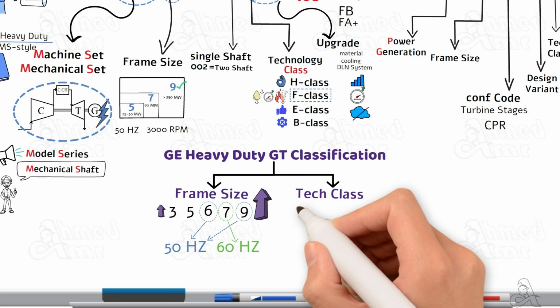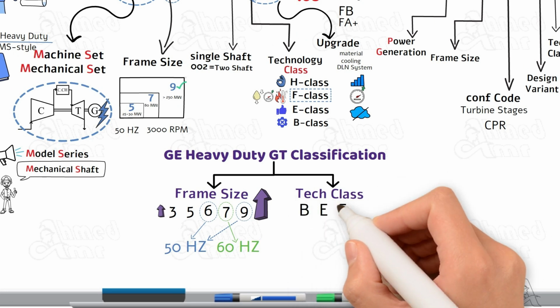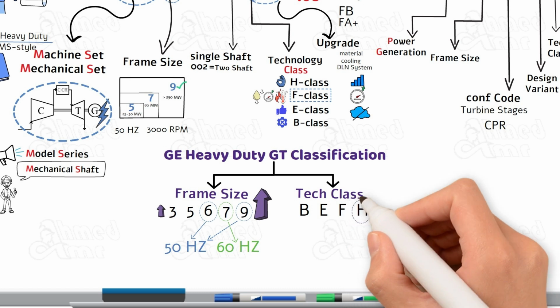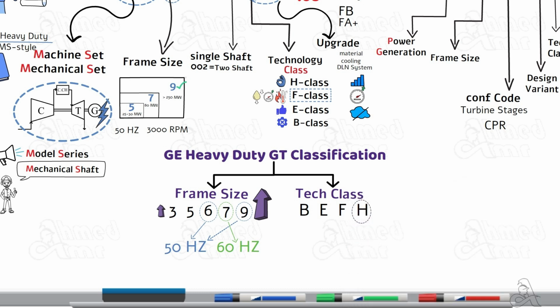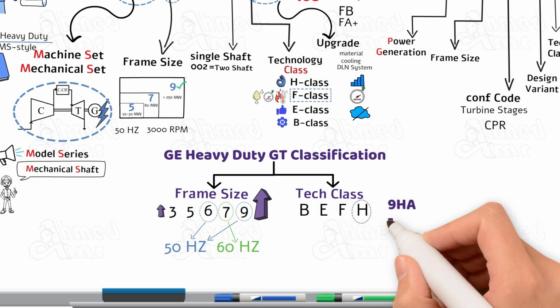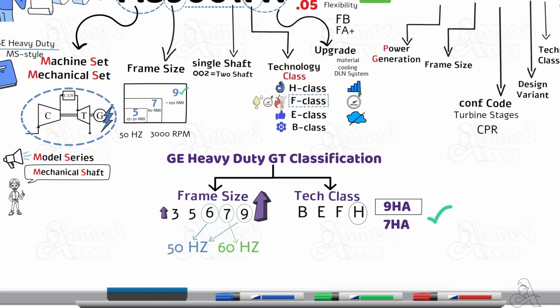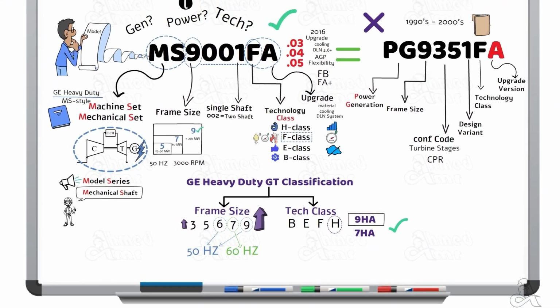Now, technology class, B-class, E-class, F-class, and H-class. The newest generation, especially the H-class like the HA series, now uses a simplified naming style, 9HA or 7HA, short, simple, and easy to recognize worldwide. And today, the 9HA is GE's most advanced turbine.